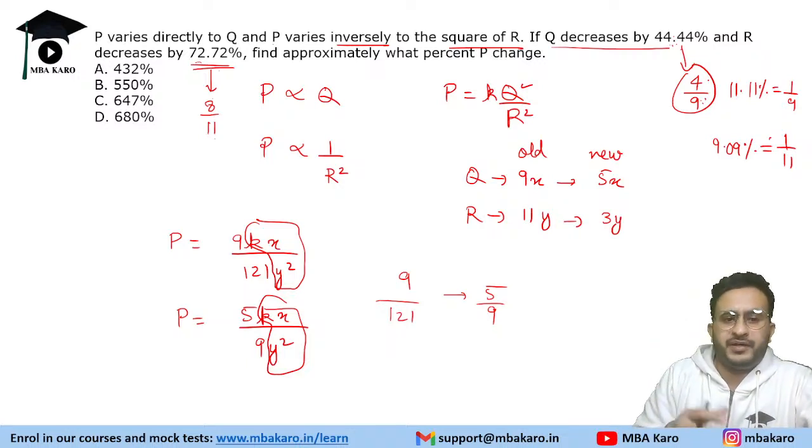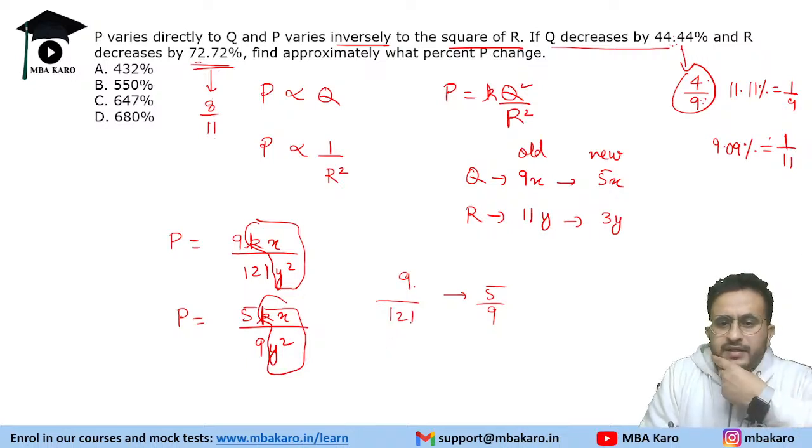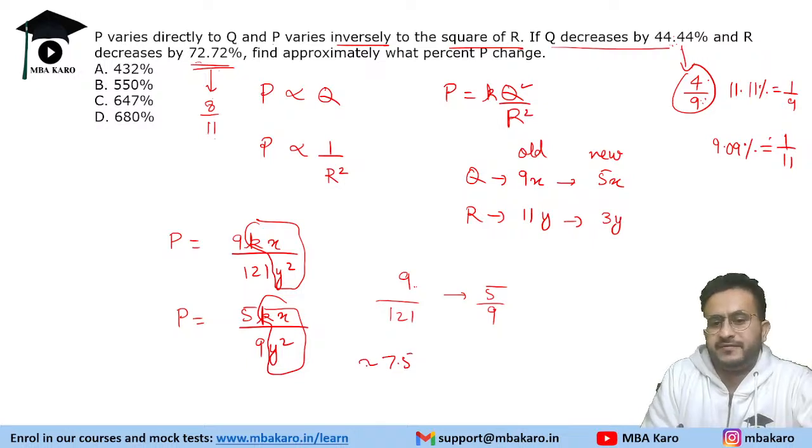So what we can do is divide by 100, like you can find it in percentage terms. So this is roughly 7.5, roughly 7.5. 9 by 12 is 3 by 4, so roughly 7.5, and this is 500 by 9, which is 55.55, so 55.5 you can say.